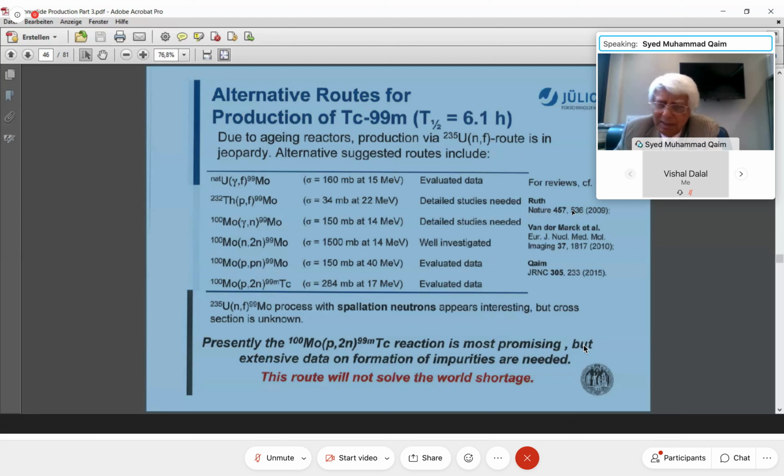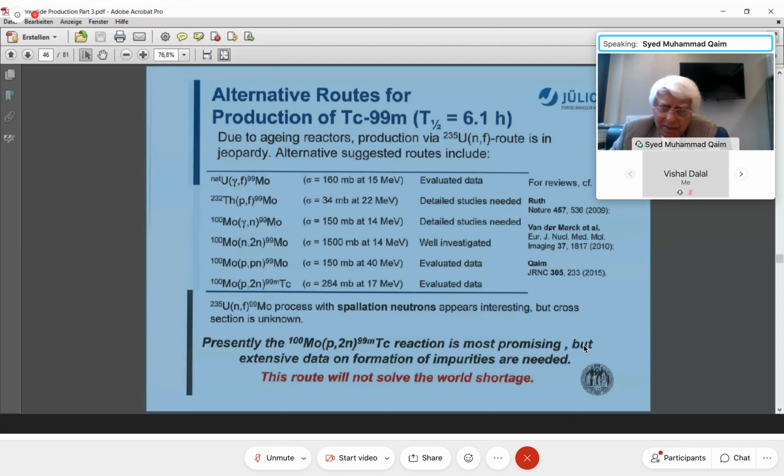I just happened to be in Canada in 2009, in the region of Edmonton, and there was news in the newspapers every day. There was a shortage of molybdenum-99 and technetium-99m, and patients were being sent home. So it was a very bad situation. From then onwards, the real thoughts started developing that one should have some other routes.